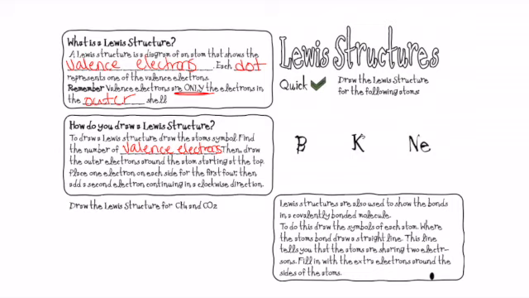Place 1 electron on each side for the first 4. Then add a second electron, continuing in a clockwise direction. So boron has 3 valence electrons. So we start at the top and then add the valence electrons around. Potassium only has 1. And neon has 8 valence electrons. So we put 1 valence electron on each side. Then we add a second one until we get to 8.